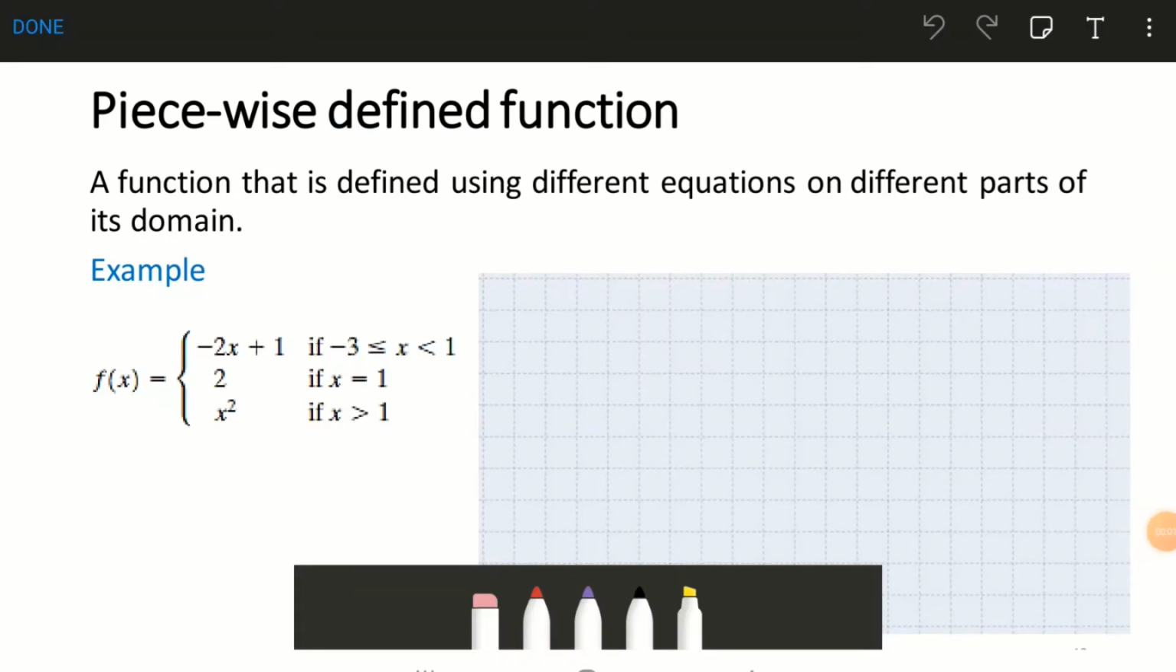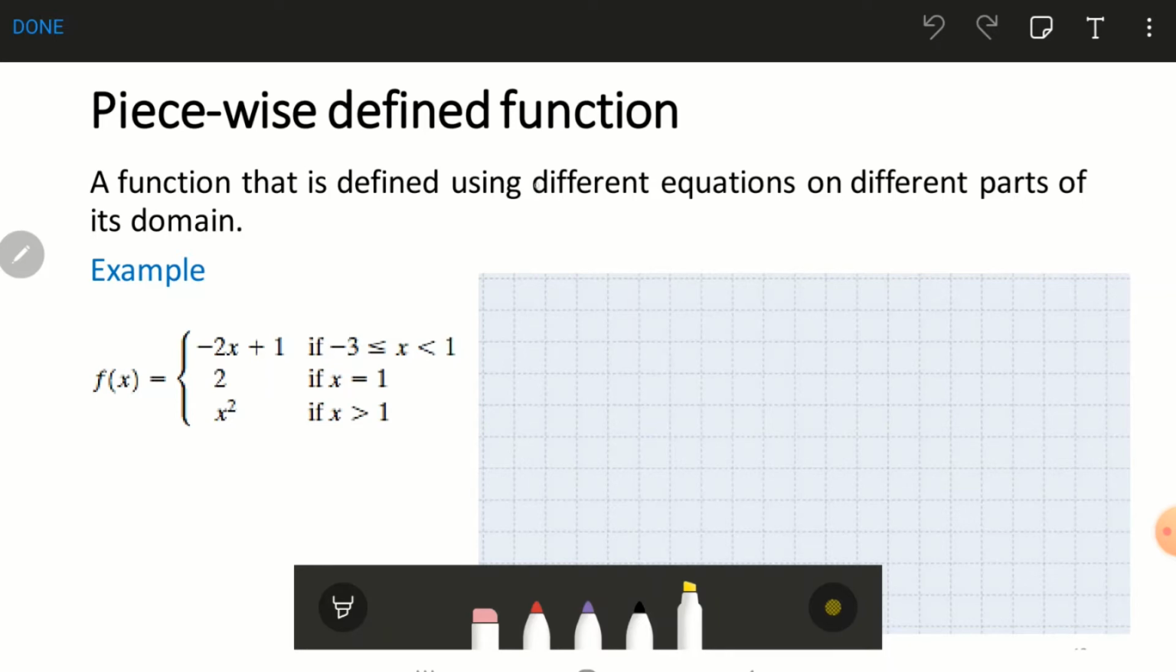Hi everyone. In this short video, we are going to learn what a piecewise defined function is. This is part of what we have learned before about parent functions. A piecewise defined function is a function that is defined using different equations on different parts of its domain.